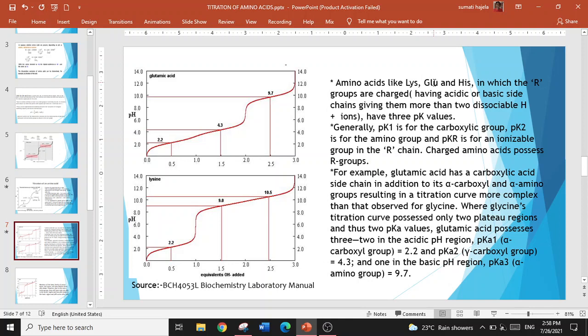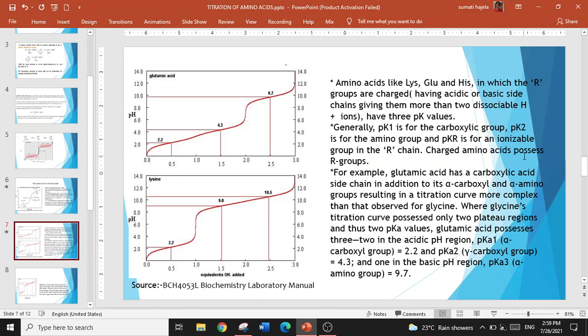Here glutamic acid में क्या है? It has 2 carboxylic group and 1 amino group. Again it has 3 groups which can lose their proton. And histidine is also like that, its R group is charged and it can lose proton. Generally pK1, अब now denote कैसे करते हैं? तो pK1 is for carboxylic group, pK2 is for amino group and pKr is for ionizable group in the R chain. Side chain में जो ionizable group है उसको R group से denote करते हैं.